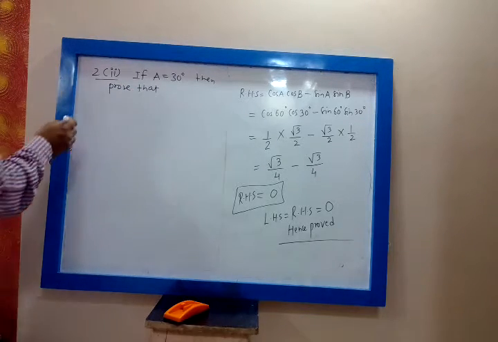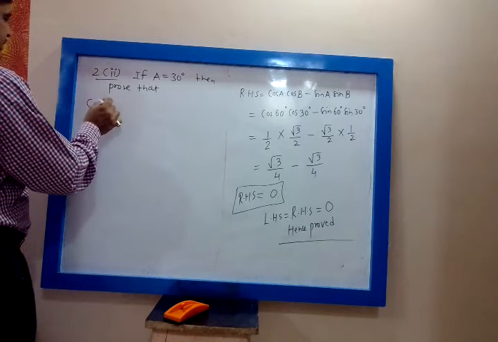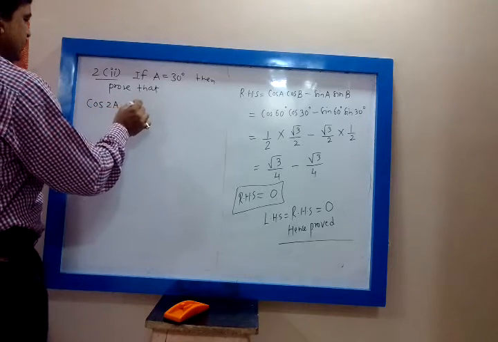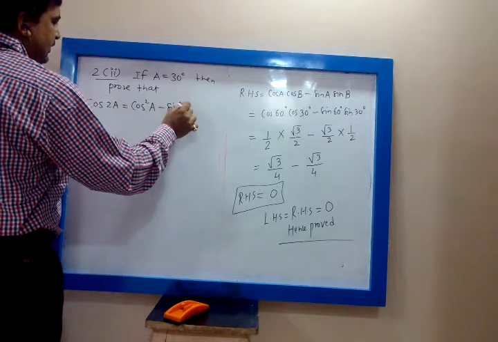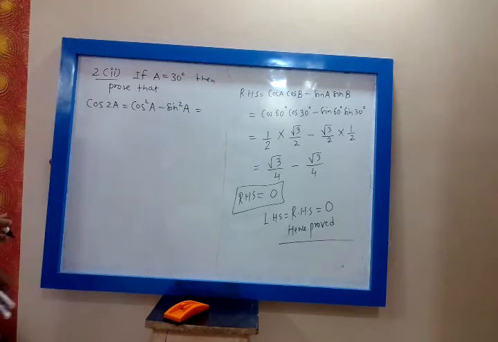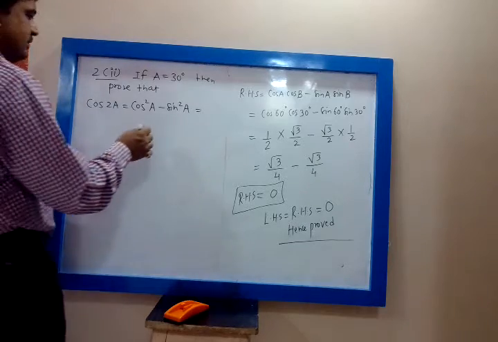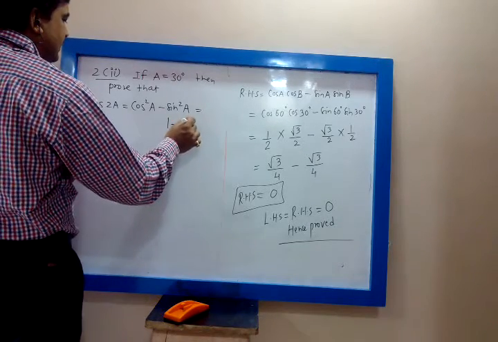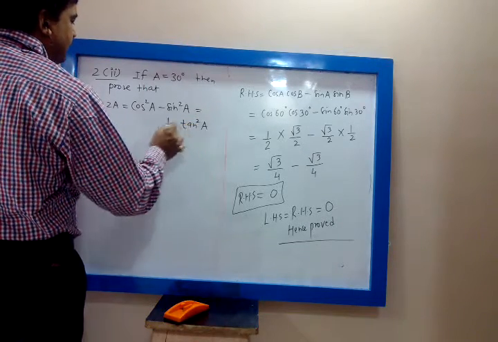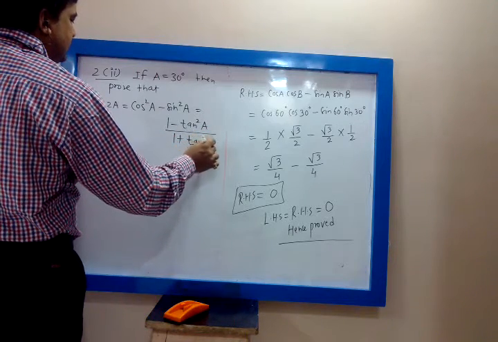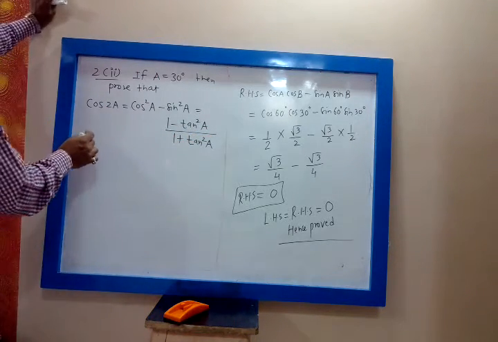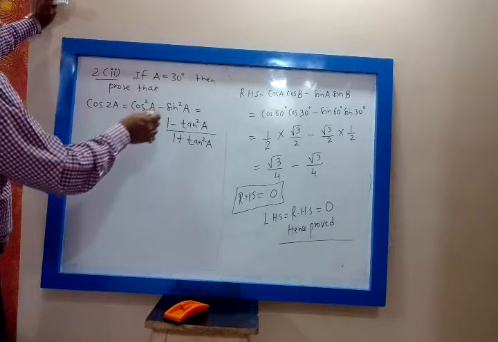Cos 2A is equal to cos square A minus sin square A, is equal to 1 minus tan square A upon 1 plus tan square A. You want to prove this. So there are 3 parts. So you want to prove that A is equal to B is equal to C.